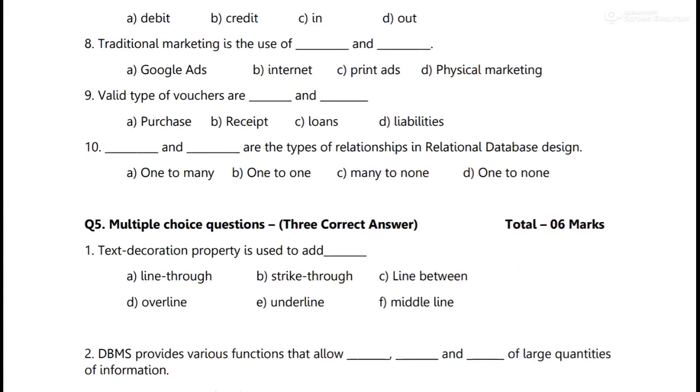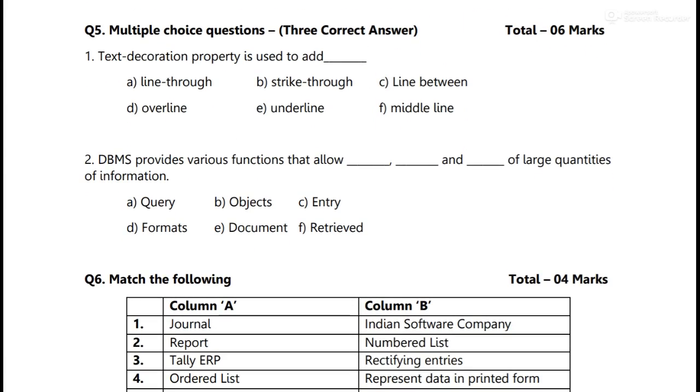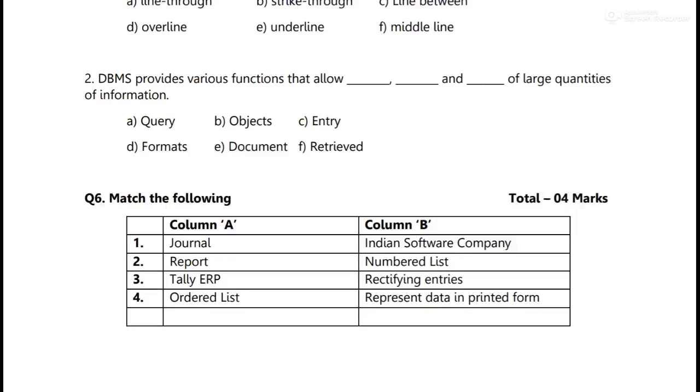Now multiple choice questions, again with 3 correct choices for a particular question, and you will score 3 marks. 2 questions will be there, so 6 marks total for this 5th question, 3 correct answers. You have to select any 3 options, clicking check boxes over there, because it is multiple choice. So text decoration property, these examples are there. I will definitely discuss them in the solution part of the video that I upload.